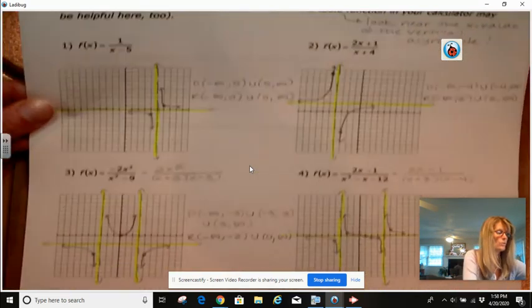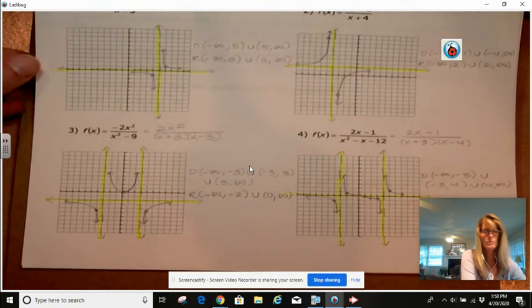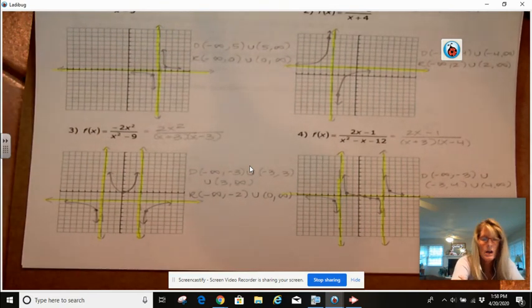Then in number 3, getting a little bit more complicated, you can factor the denominator. And so this time we have 2 vertical asymptotes. The vertical asymptotes are going to kind of drive your curvature. There should be some curve around every vertical asymptote. So if you have 2 vertical asymptotes, then there'll be something to the left, in between, and to the right.